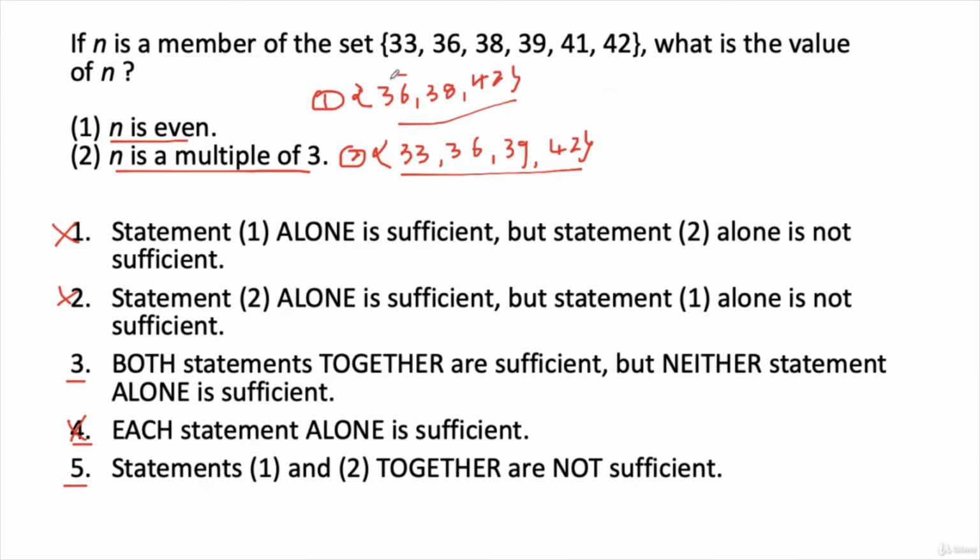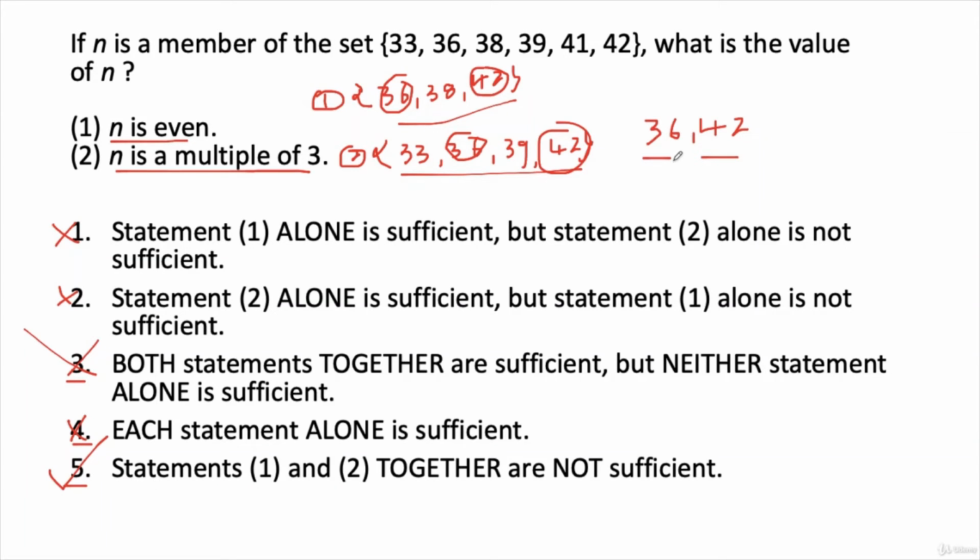36 is one common element in both and 42 is one common element in both. That is, both 36 and 42 satisfy equation 1 as well as equation 2. Together, they are not able to prove or give us a unique value of n, and hence they both together are not sufficient, which gives us the correct answer, that is, statement 1 and statement 2 together are not sufficient.